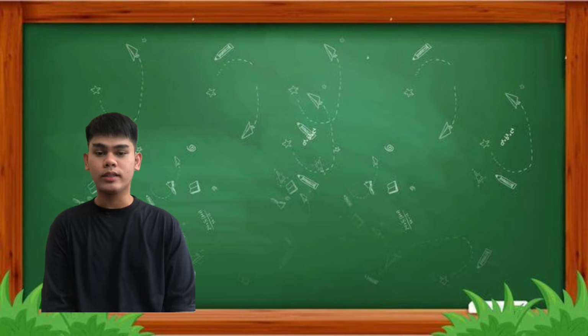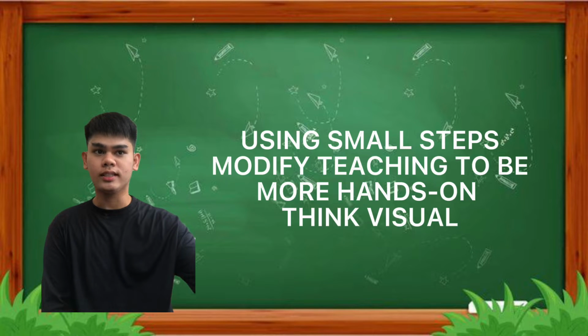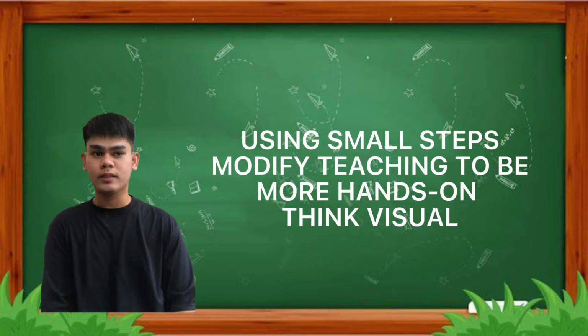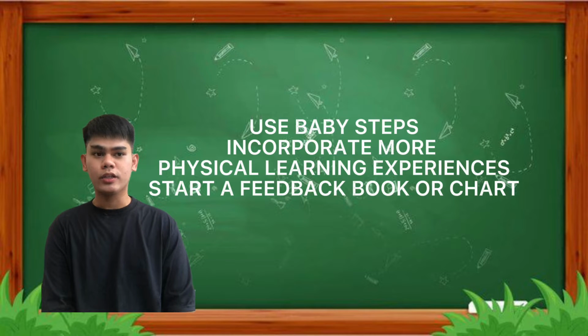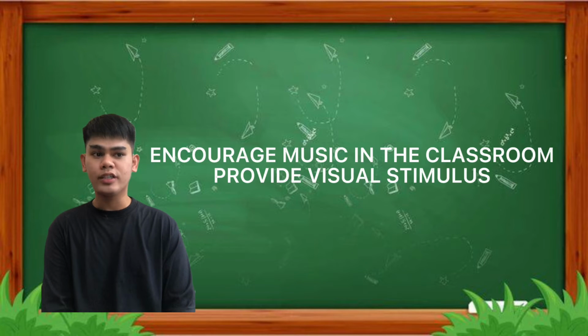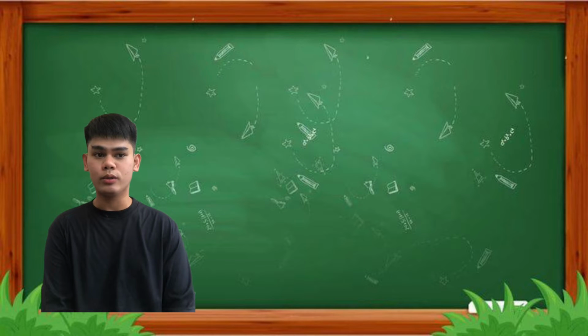Levels of intellectual disability vary greatly in children, and I think that the best strategies to use to help students' condition is to use small steps, modify teaching to be more hands-on, think visual, use baby steps, incorporate more physical learning experiences, start a feedback book or chart, encourage music in the classroom, and lastly, provide visual stimulus.